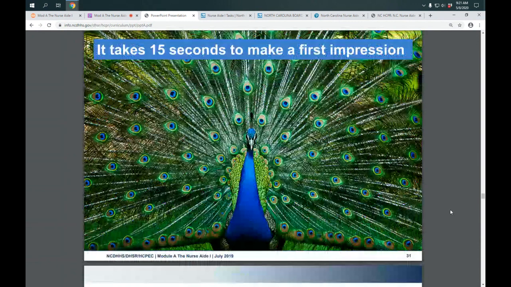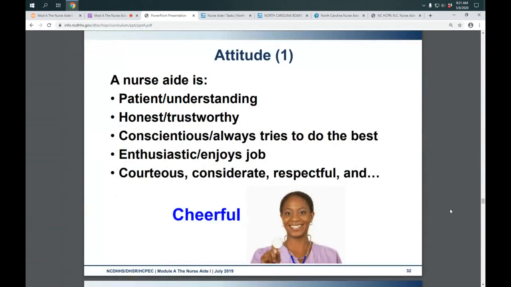Your attitude: patient and understanding, honest and trustworthy, conscientious, always trying to do your best, enthusiastic about the job, courteous, considerate, respectful, and cheerful. Now, isn't that what you want if you're in the hospital or there with a family member? Isn't that what you would want from the nurse aide who comes in to assist you? You would want all those things. So you need to try to be that.